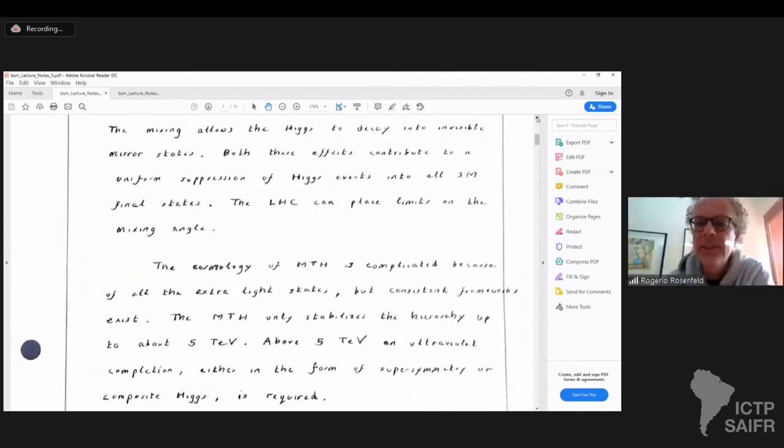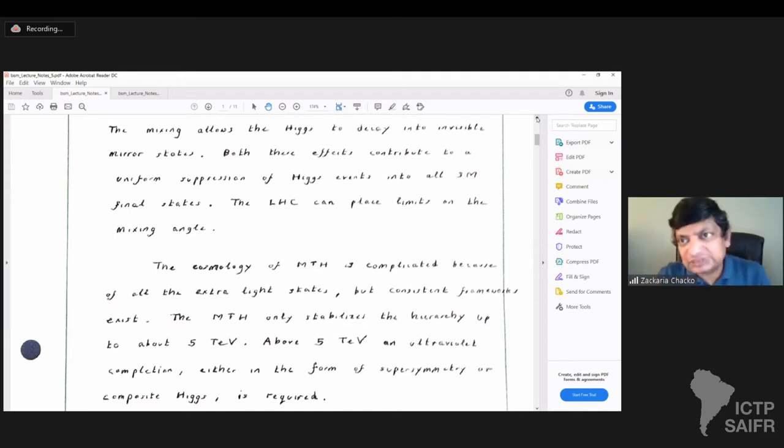So Sudipta is asking, can one accommodate dark matter within the twin Higgs doublet model? Yes, you can, and there are several ways to do it. There are many, many versions of these twin Higgs models. I mentioned the simplest one, which is the first one to be written down. But there are many versions of these things.